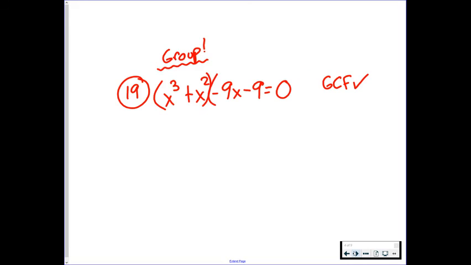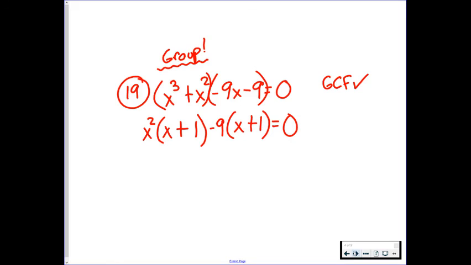So I'm going to factor the GCF out of the first 2 terms. They have x squared in common, so I pull out x squared. X cubed divided by x squared just leaves us with x, and x squared divided by x squared just leaves us with 1. Remember, you have to have that 1 there as a placeholder for the x squared term. The negative 9x minus 9 has a GCF of negative 9. So I'm going to divide both terms by negative 9, which leaves us with x plus 1 and then the 0 at the end.